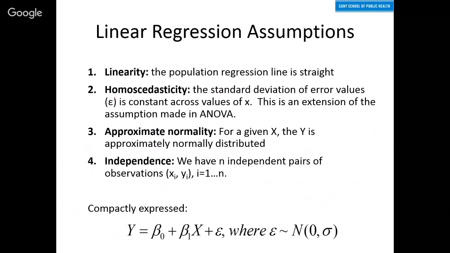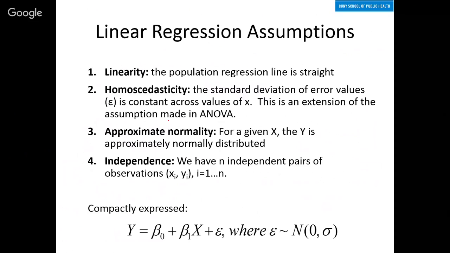And finally, independence, that all of our pairs of observations, x, y, are independent observations. So if it is relationships between amount of studying and test scores, each of those observations is from a different student. We don't have, in some cases, 2 different tests for the same student. They're independent observations.